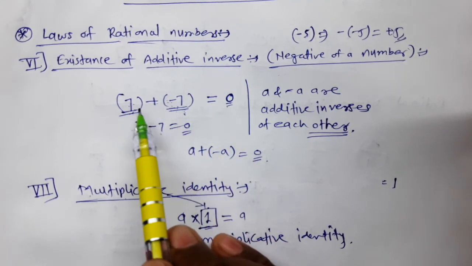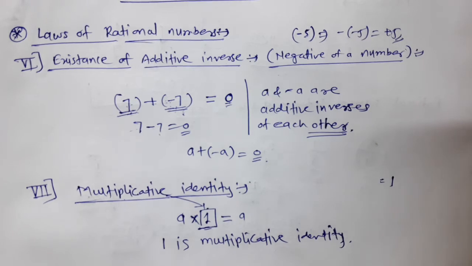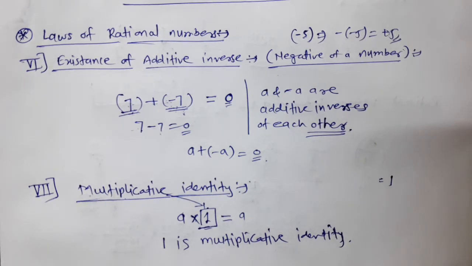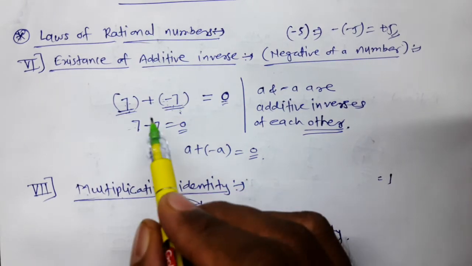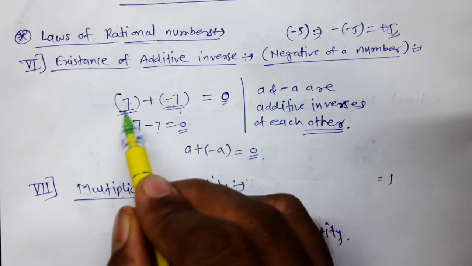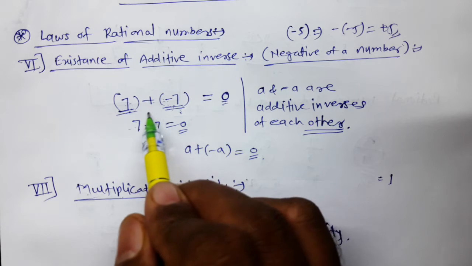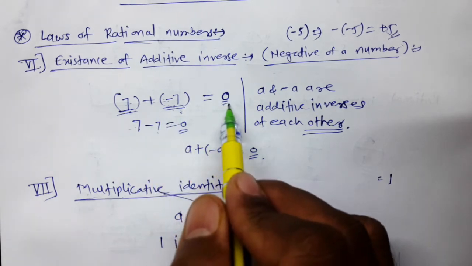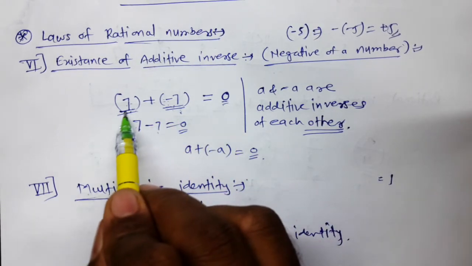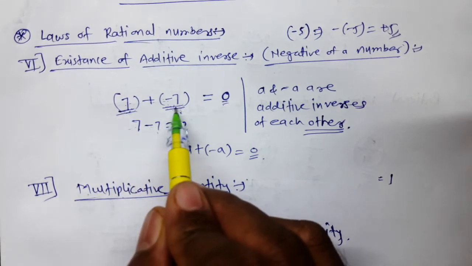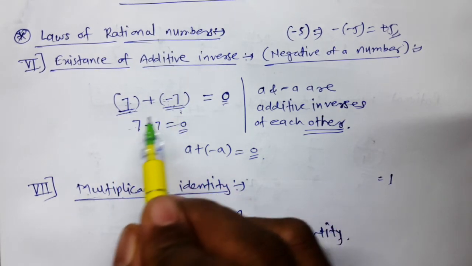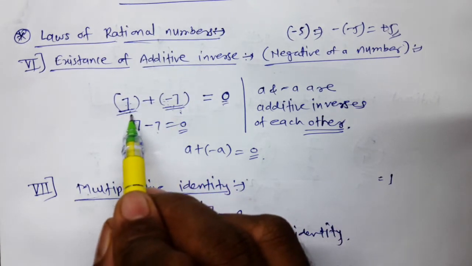If there are two numbers whose addition is 0, then both numbers are called additive inverses of each other. Let us take one example, plus 7 and minus 7. If we add them, we get 0. So 7 is the additive inverse of minus 7 and minus 7 is the additive inverse of plus 7.